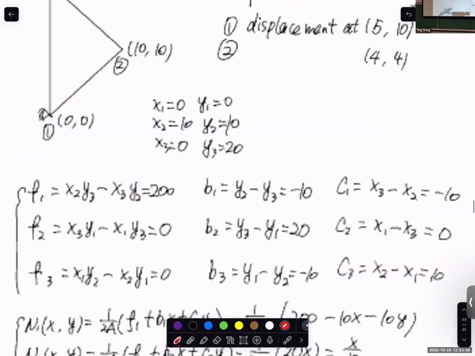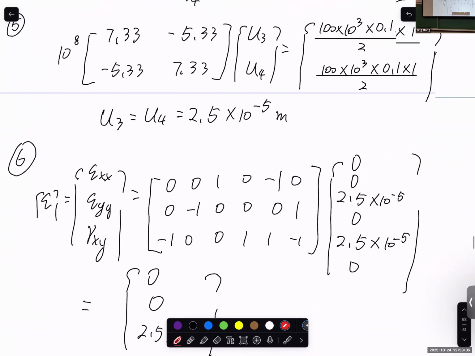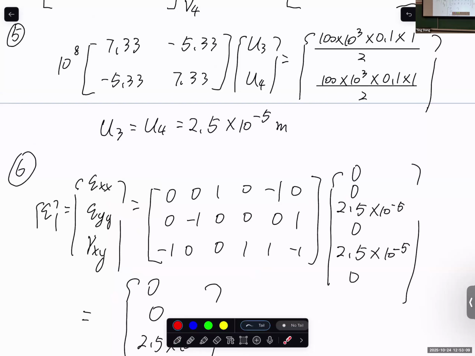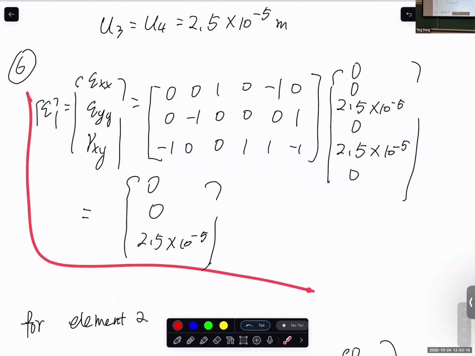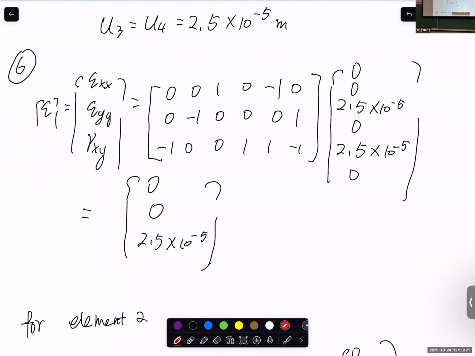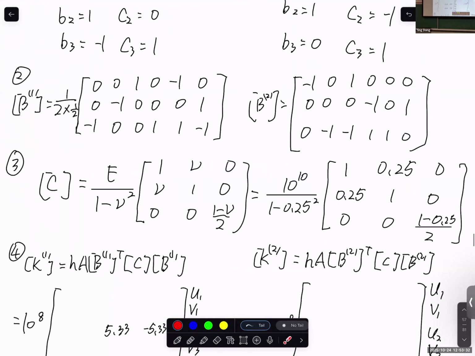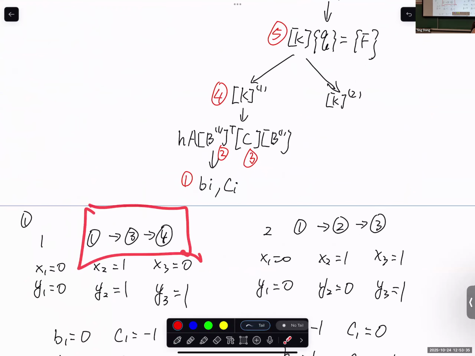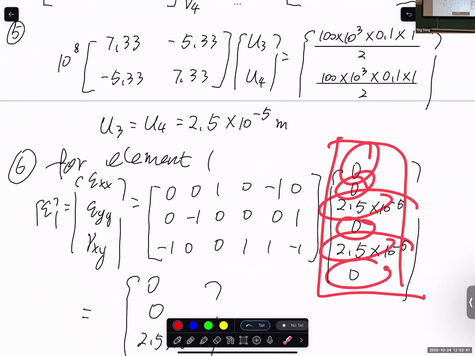Now let's get back to the example problem we didn't finish. I want to explain a little bit more. In the last class, we were about this part. So this is element 1. We had the degrees of freedom for element 1, which are U1 V1, U3 V3, U4 V4, right?